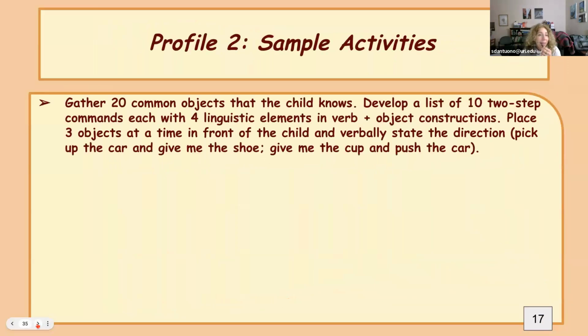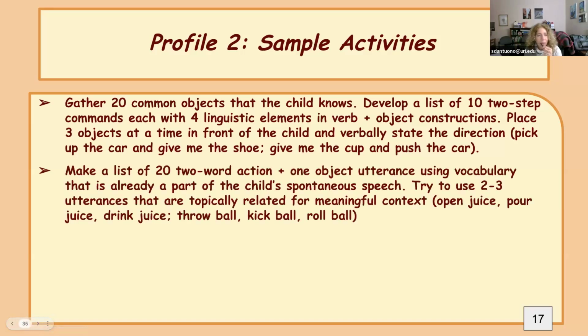Okay. So sample activities: gather 20 common objects that the child knows. Develop a list of 10 two-step commands, each with 4 linguistic elements like verb plus object constructions. Place 3 objects at a time in front of the child and verbally state the direction. Pick up the car and give me the shoe. Give me the cup and push the car. You can make it more fun too by making that into a game of sorts, with like a bingo marker.